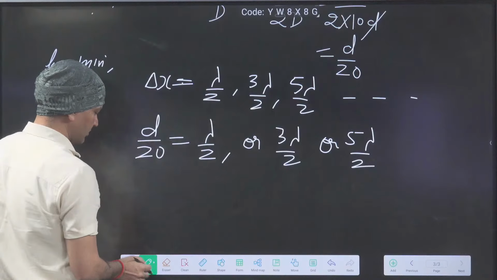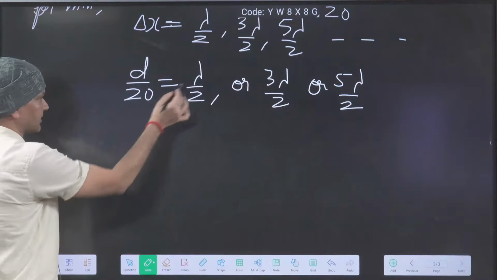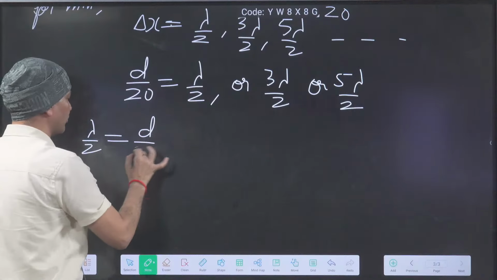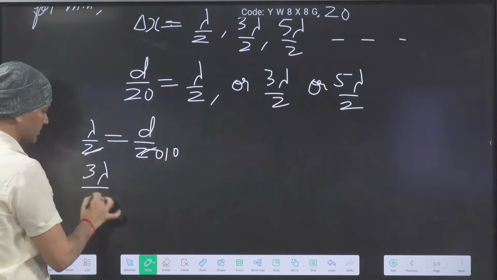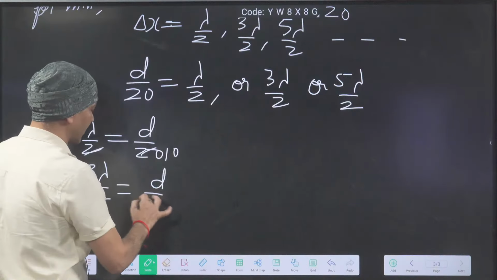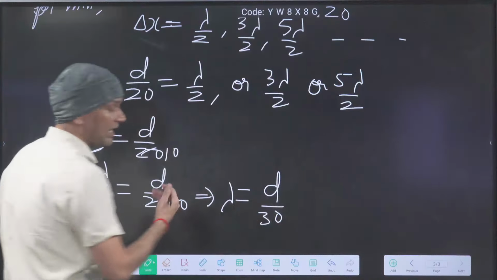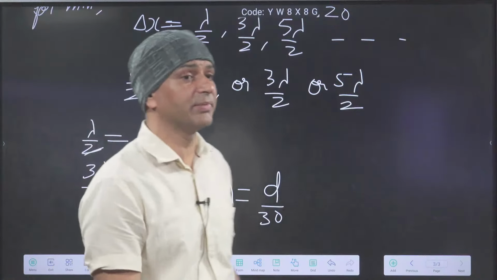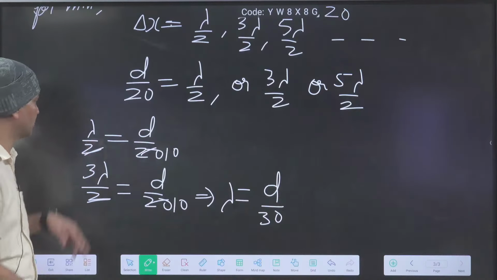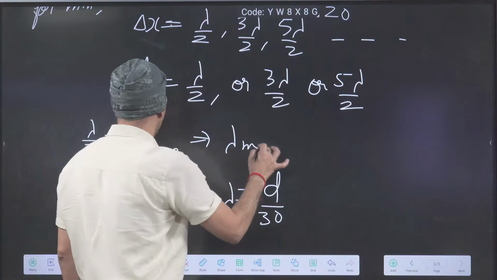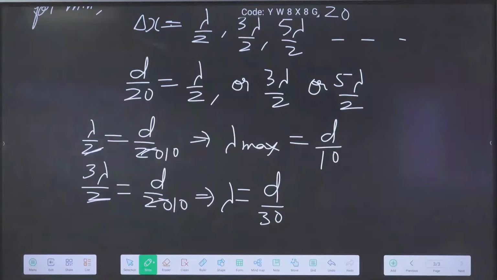D by 10. If you are taking this, then what is the lambda you will get? So for lambda max, the first condition, lambda by 2 is equal to D by 20. This cancels out, and you get D by 10. If you take the second condition, the second minima, 3 lambda by 2 is equal to D by 20, then lambda is equal to D by 30. Like this, you will get different lambda. They will not ask for minimum lambda, they will ask for maximum lambda. Maximum lambda you will get when you equate with lambda by 2. So this is the lambda max, D by 10. The D value is already given. From that you can calculate the maximum wavelength we can take.